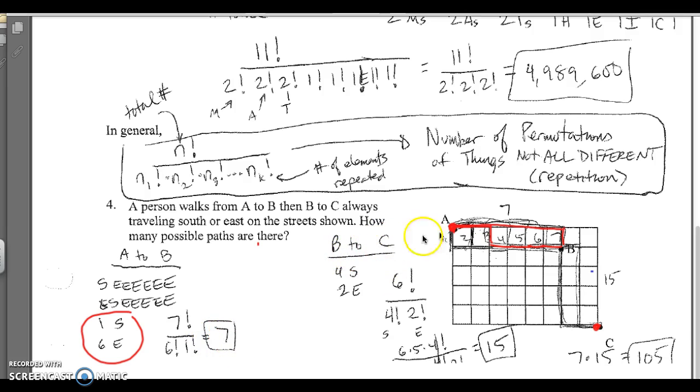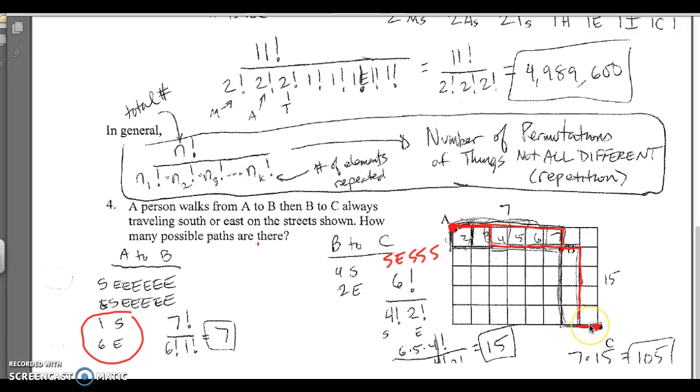Now we go from B to C. So to go from B to C, we can go south, east, south, south, south. So south, east, south, south, south means we have 4 S's, 1 E. Or you can go east, south, south, south, south. And again, that's going to be 1 E, 4 S's.